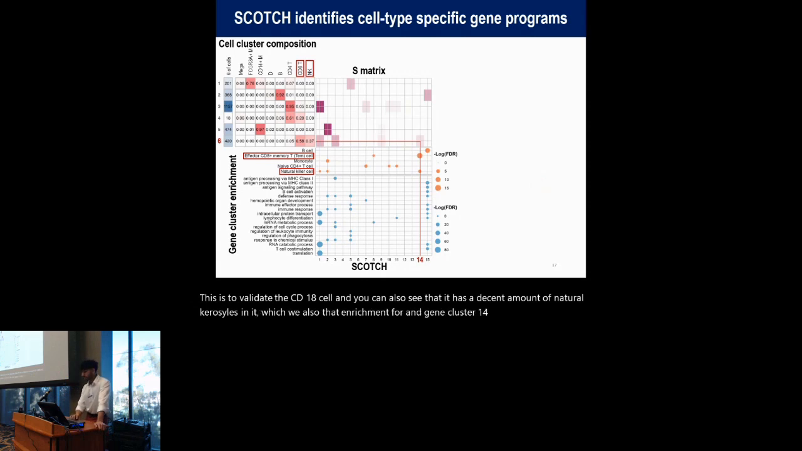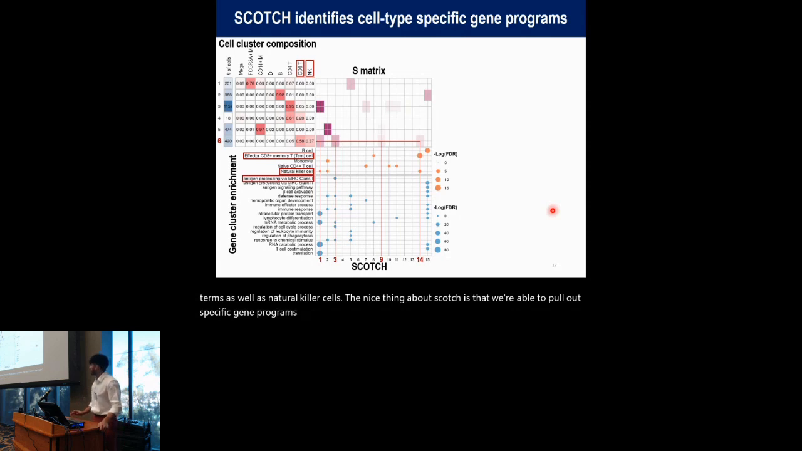You may have noticed that there are other gene clusters that connect to cell cluster 6. If we look at these gene clusters, we can see that we get additional enrichment for GO terms as well as natural killer cells. The nice part about Scotch is that we're able to pull out specific gene programs. For example, antigen processing via MHC class 1 is a function that is specific to CD8 T cells.